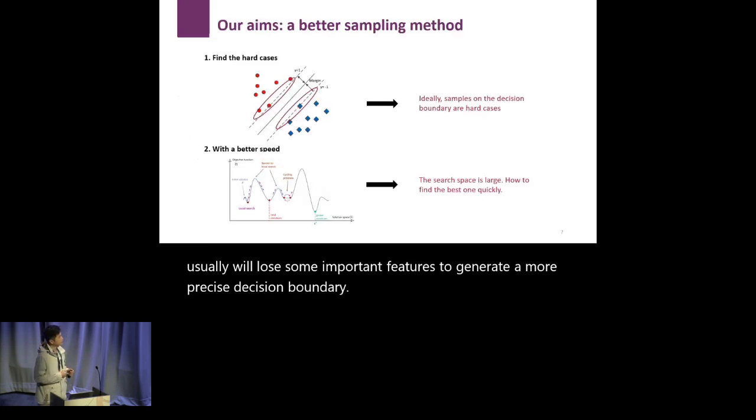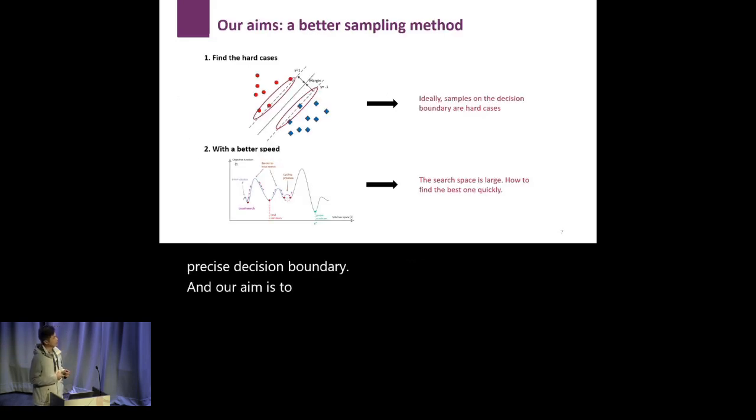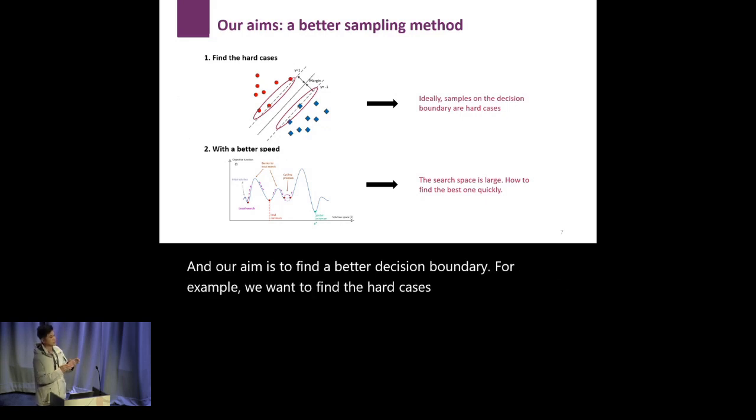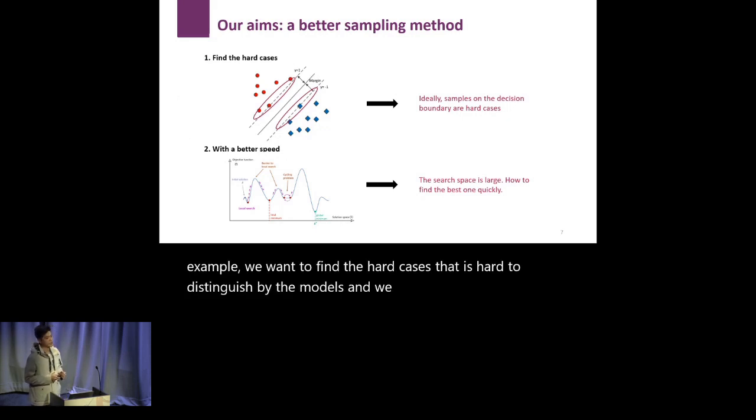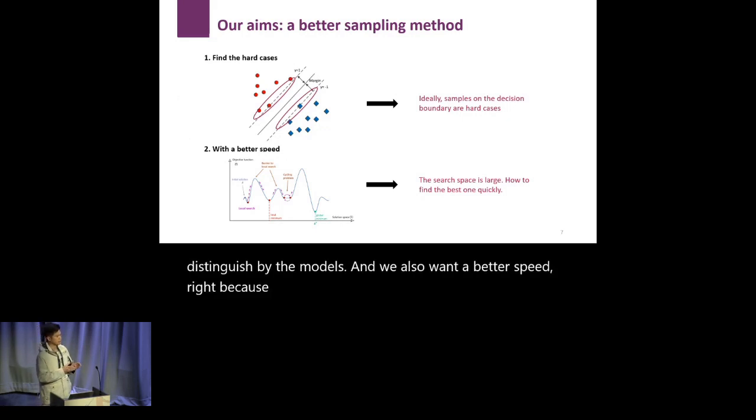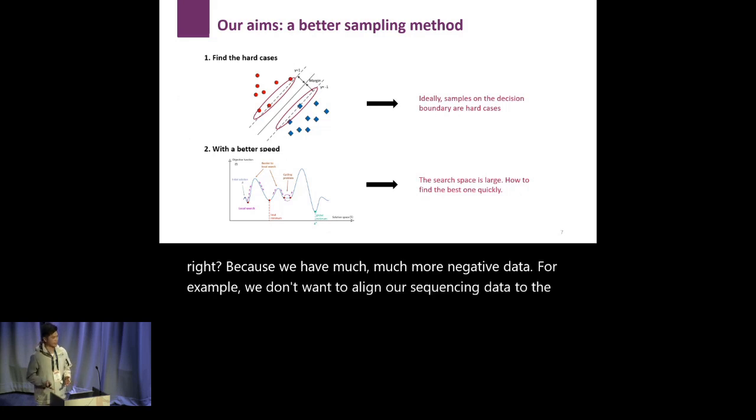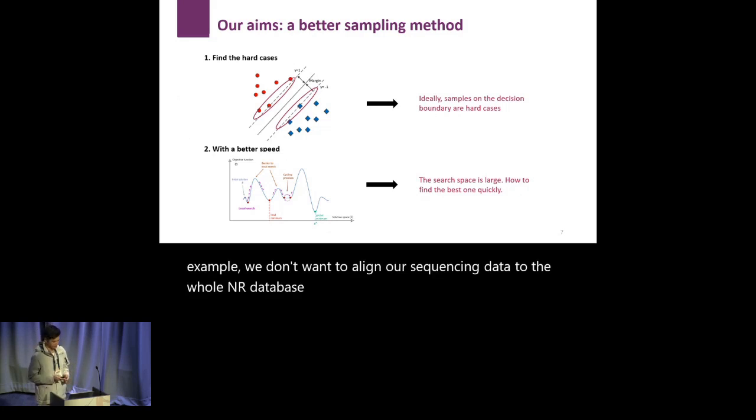And our aim is to find a better decision boundary. For example, we want to find the hard cases that are hard to distinguish by the models. And we also want better speed, right? Because we have much more negative data. For example, we don't want to align our sequencing data to the whole NR database, right? It's very time consuming.